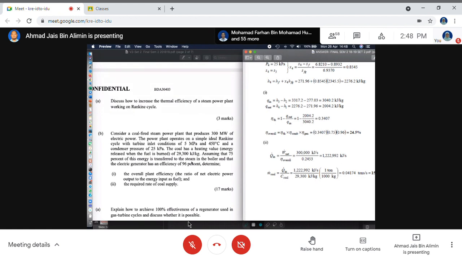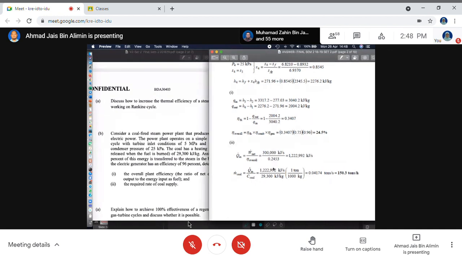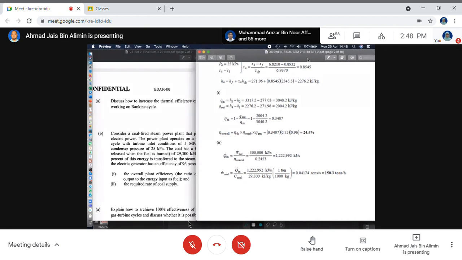satu kilogram arang batu dia akan menghasilkan 29,300 kilojoule tenaga. Okay. So bila ini maklumat dia beri, dan that's why awak kena convert tadi watts kepada kilojoule per second untuk memudahkan pengiraan. So dengan ini kadar tenaga yang dihasilkan, dan awak tahu berapakah nilai tenaga yang dihasilkan oleh 1 kilogram arang batu, so boleh kira lah berapakah kadar penggunaan arang batu. So nilai dia lah sekitar 150 tan arang batu 1 jam. 1 tan sama dengan 1,000 kilogram. So banyak arang batu dipakai.